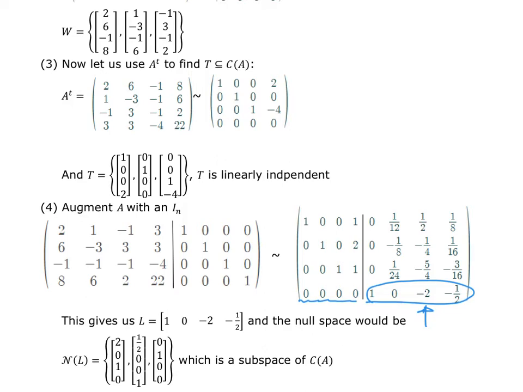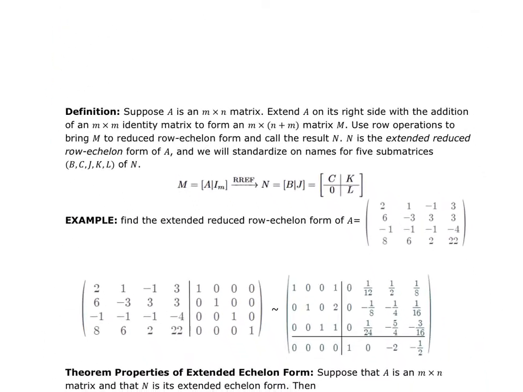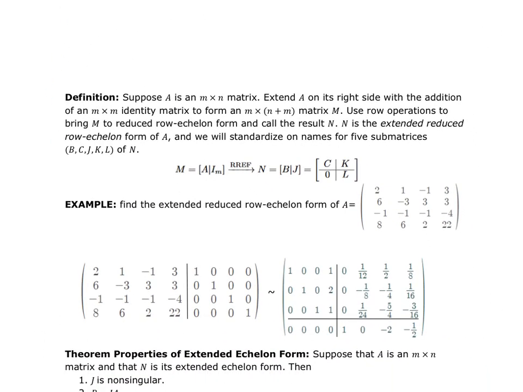So now we have found a fourth way of doing it. And the reason we do this is because we are going to use these properties. We're going to define what it means to be in the extended reduced row echelon form.